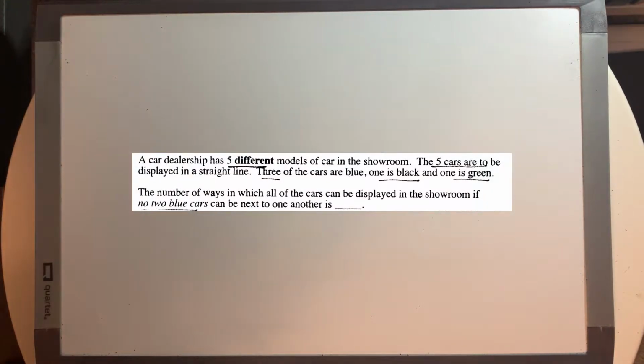Okay, so we're going to work on two problems that involve car dealerships trying to arrange different cars. The first one is a little simpler. A dealership has 5 different models of cars shown in the showroom. The 5 cars are to be displayed in a straight line. 3 of them are blue, 1 is black, 1 is green. What is the number of ways that we can arrange them such that no 2 blue cars are together?